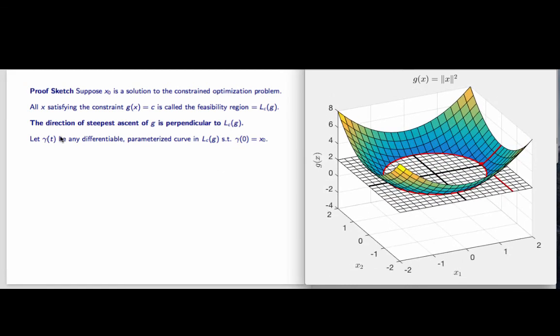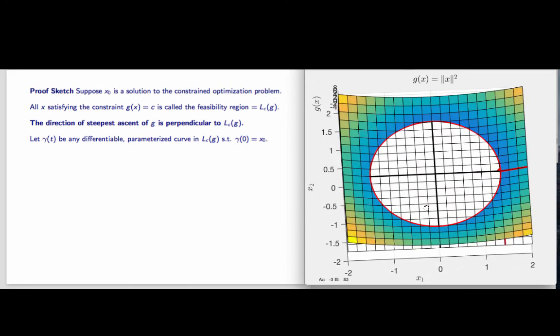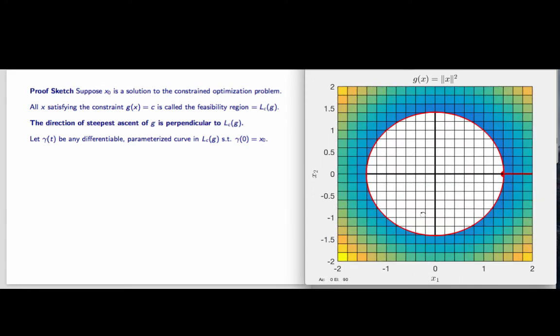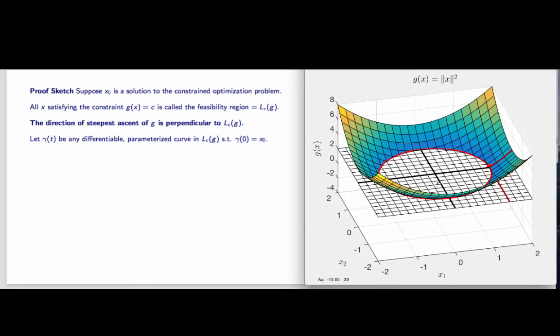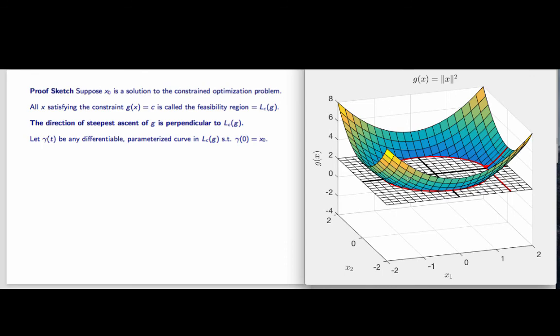So suppose gamma of t is one of those parameterizations. And let's arrange it so that gamma of 0 is x naught. Again, given my example, I could actually pick the parameterization cosine of t, sine of t, and when I evaluate at t equals 0, I'd get exactly that red point.